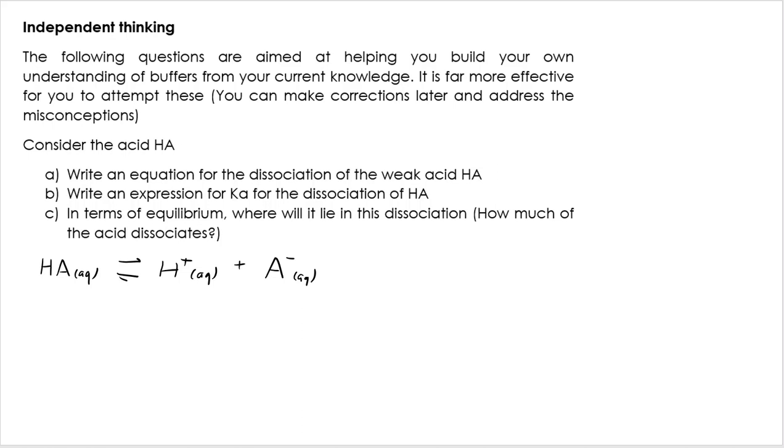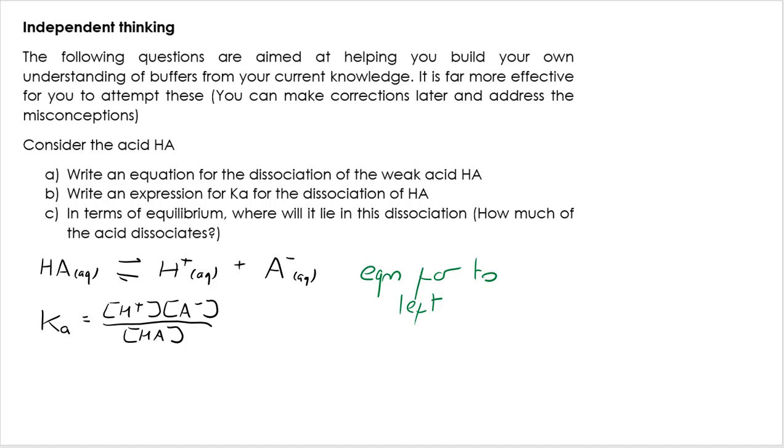You're then asked for the expression for Ka. Well, once again, we remember from Kc, from Kp, that we have products on the top and reactants on the bottom. So I've got my [H+] times [A-] over [HA]. And it's all concentrations in square brackets.